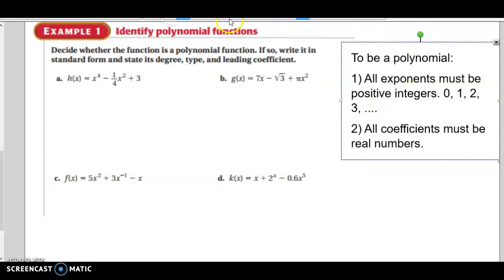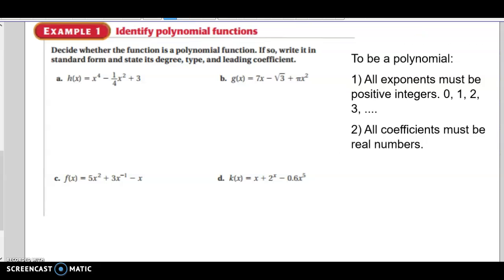So if I look at these examples, example A, I have this function h of x equals x to the fourth minus 1/4 x squared plus 3. Well, let's look at my exponents first. All exponents have positive integers. So 4, check, that's good. 2, that's a positive integer, check. 3, even though you don't see it, it's x to the 0, so that's good, check.